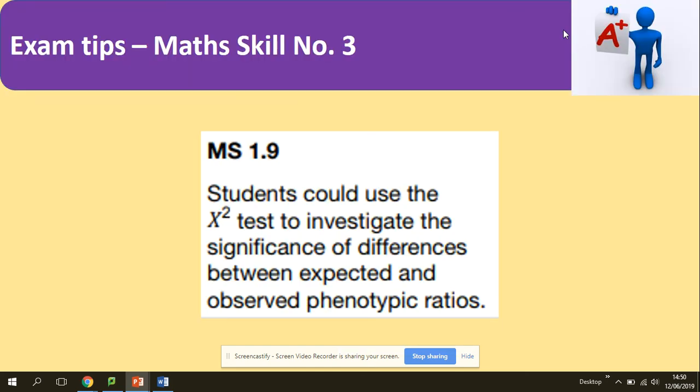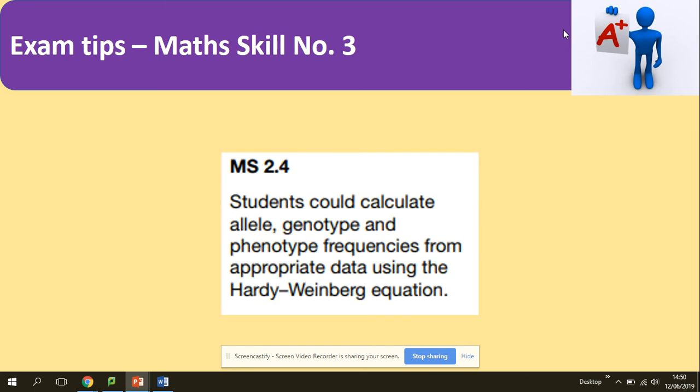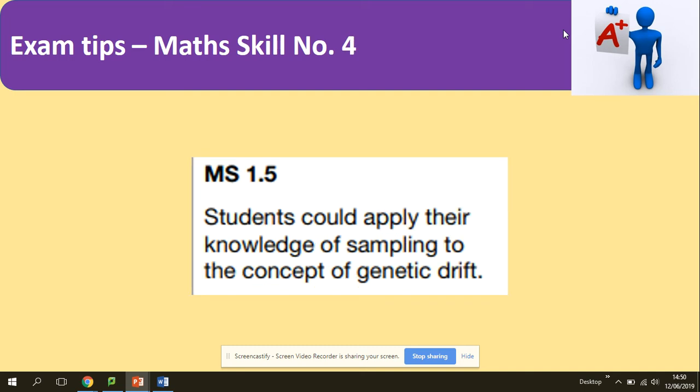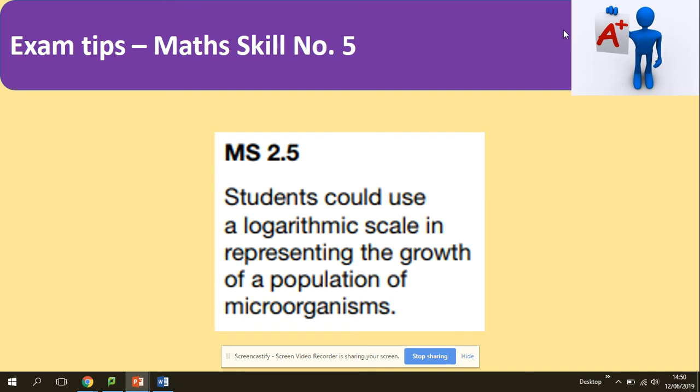Right, other skills here. This is the chi-squared test and the significance level. So please go to the section 7 video and watch the video on the chi-squared test. We don't need to repeat it again. Another skill is the Hardy-Weinberg equation. That's again in the section 7 videos with plenty of examples, all of the possible examples. So make sure you watch that. And the final one is to look at the knowledge of sampling, to the concept of genetic drift. So again, you can look at this in the section 7 videos.